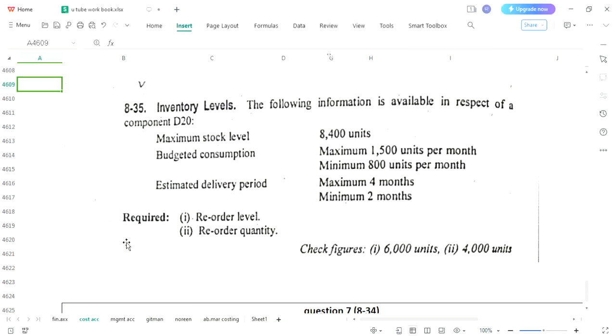Hey guys, hopefully everyone is doing well. Today's target is to solve question number 8.35. The chapter which we are related with is material inventory system.